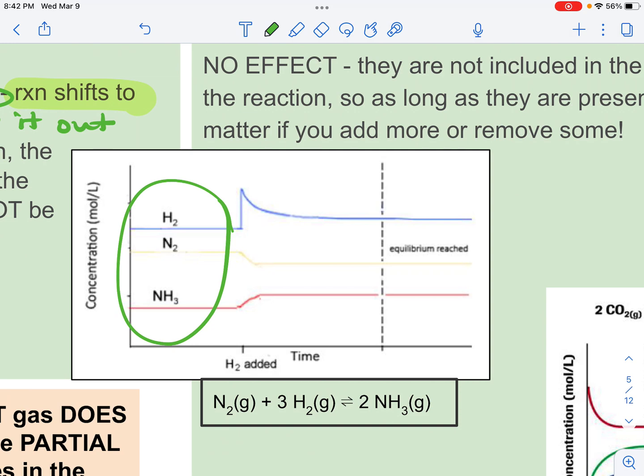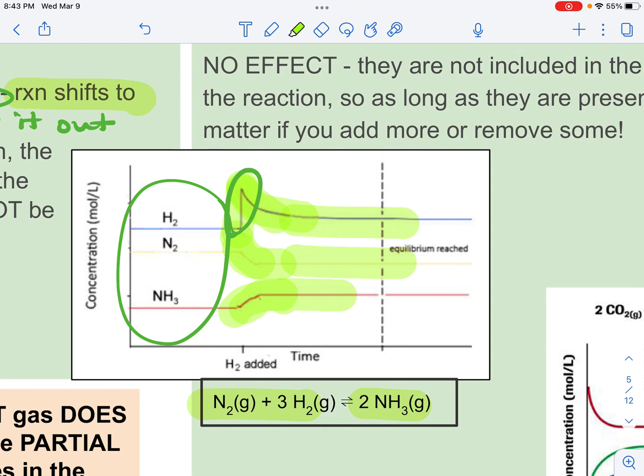And I can tell that I added H2 right here because of this very quick shift in concentration, so concentration of H2. And then I see a gradual shift in its concentration and a gradual shift in the concentration of N2 and a gradual shift in the concentration of NH3. And notice that the NH3 is a product and it's increased here until it reaches equilibrium again. And that the N2 and the H2 are the reactants and they've decreased here until it again reaches equilibrium.